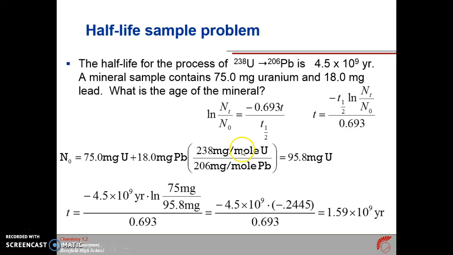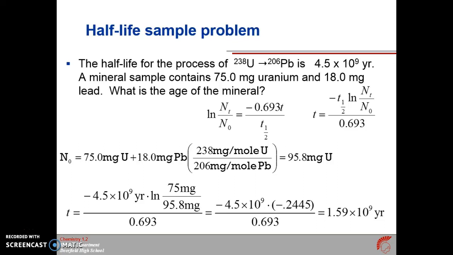So the molar mass of uranium is 238. The molar mass of lead is 206. And so just a quick ratio type calculation lets us figure out that a total of 95.8 milligrams of uranium is what was generated, or is what we started with.